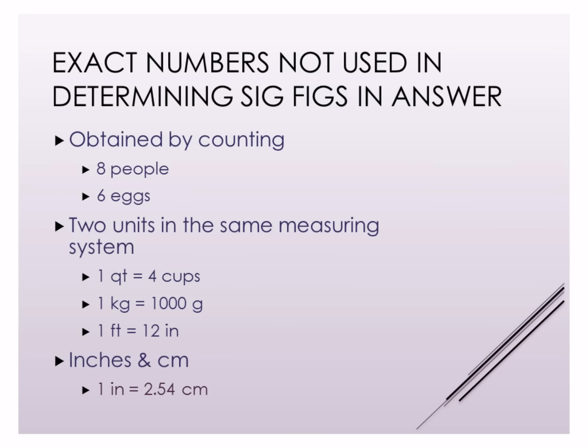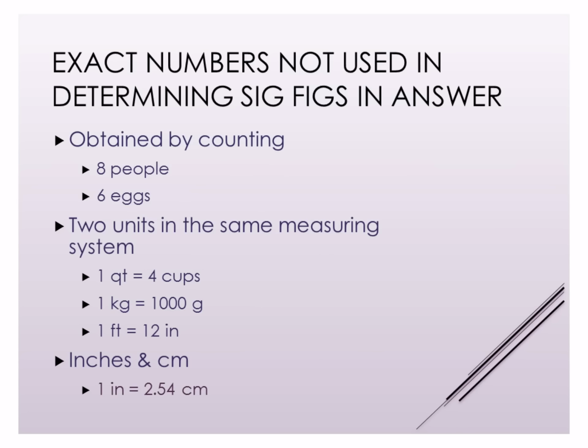There are some numbers that are called exact numbers that we do not have to look at when we're determining the number of sig figs for our answer. And exact numbers are those obtained by counting, such as 8 people, 6 eggs. There's no half a person or a third of a person. It's exactly 8 people. So we ignore those numbers when counting sig figs.